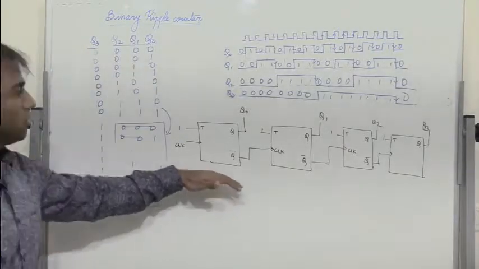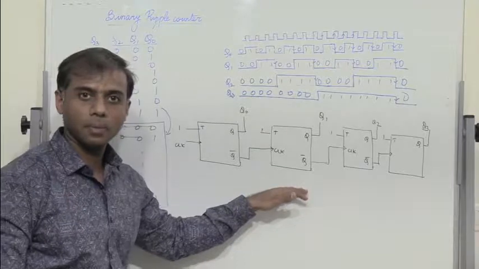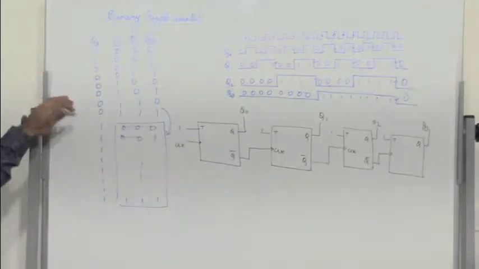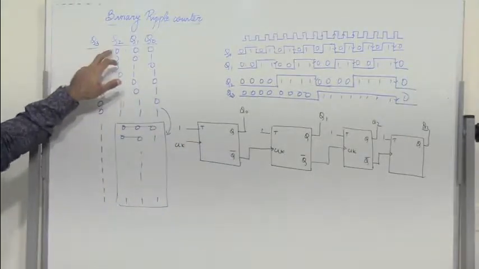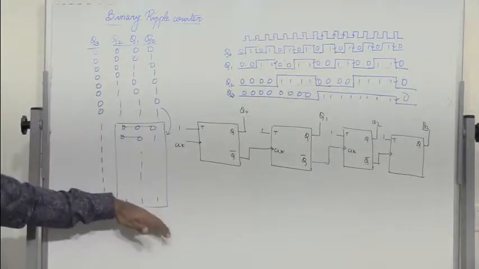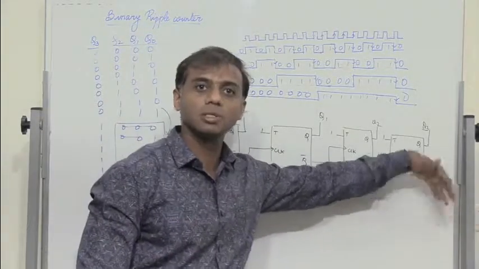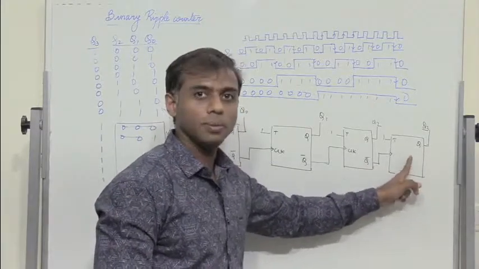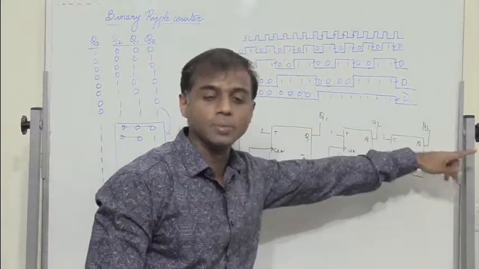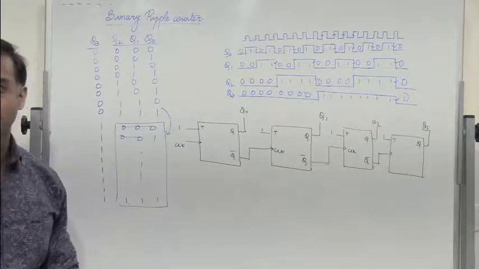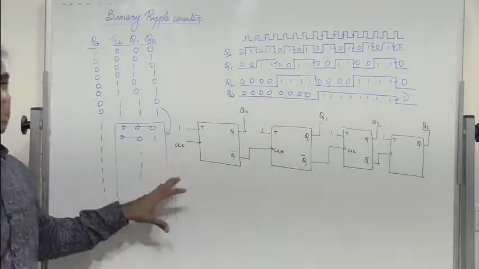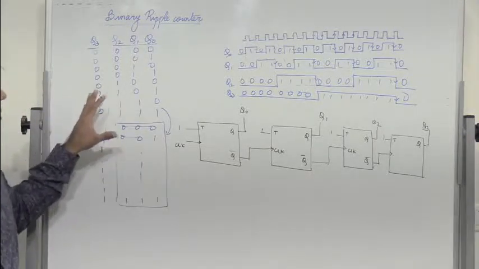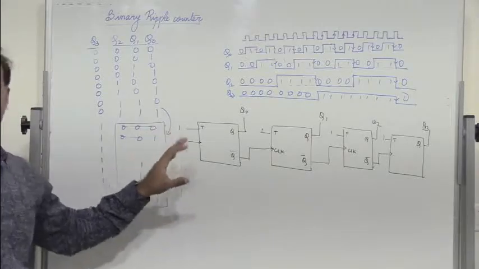For a 2-bit, I use only 2 flip-flops. If I want a 5-bit ripple counter which counts from 00000 to 11111, I can extend it further by using another T flip-flop where Q bar of the 4th flip-flop is given as the clock input to the next. So this can be extended. Right? So this is a very simple design where we can realize a binary ripple counter using T flip-flops.